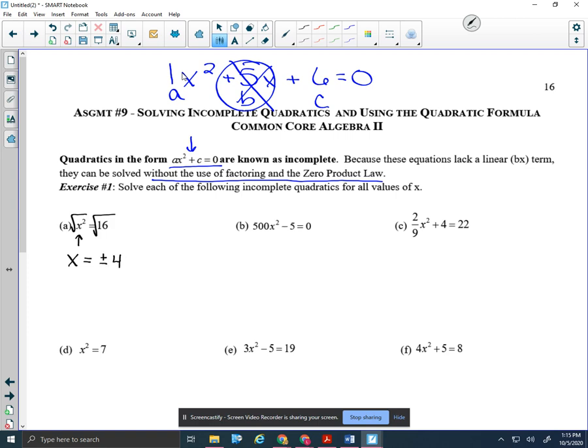I get positive 4 and negative 4. Anytime you put a square root on when you're solving, you have to get those 2 answers. So if we were going to write them in set builder notation, we could write negative 4 and positive 4.